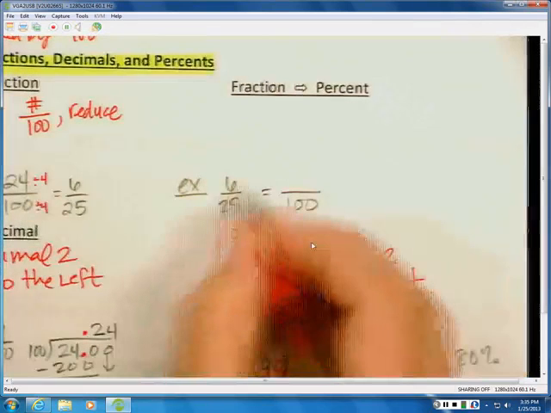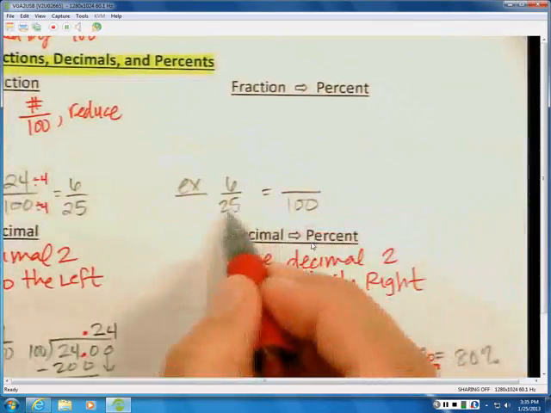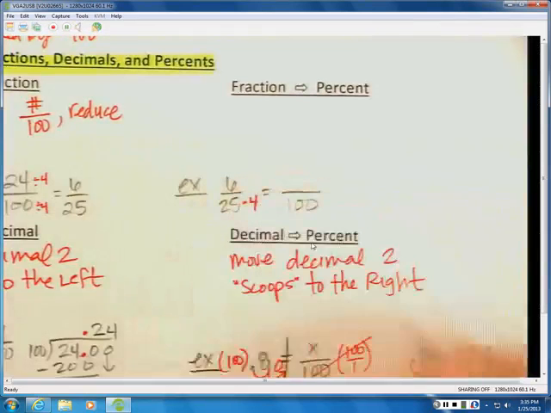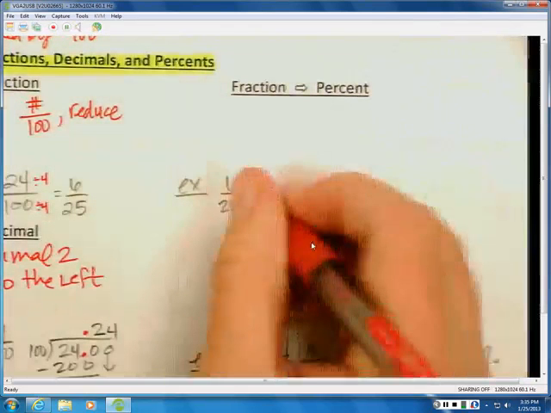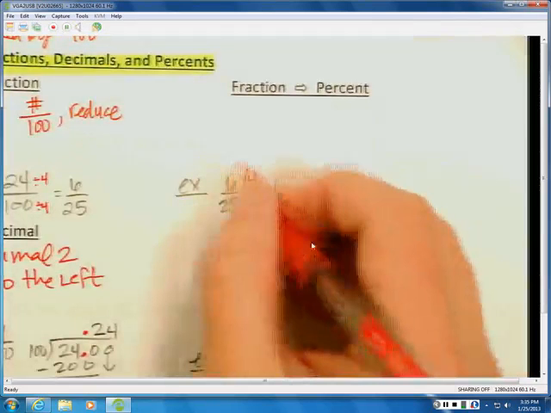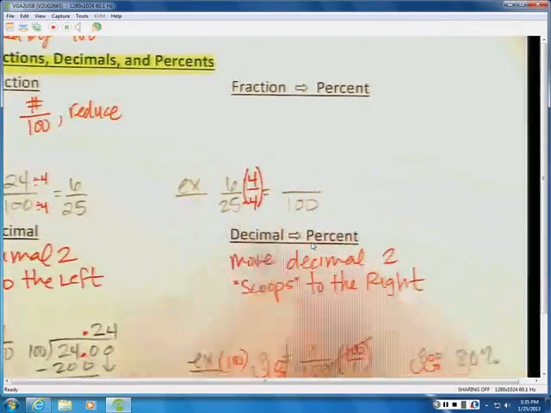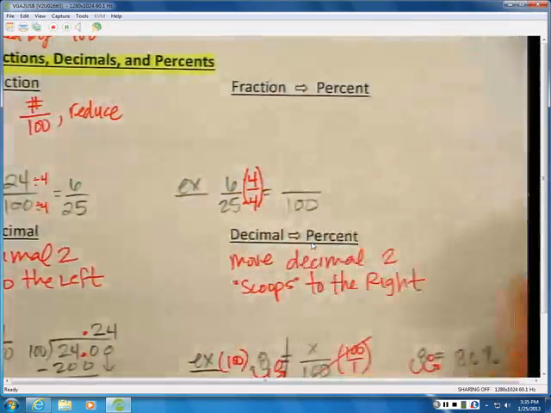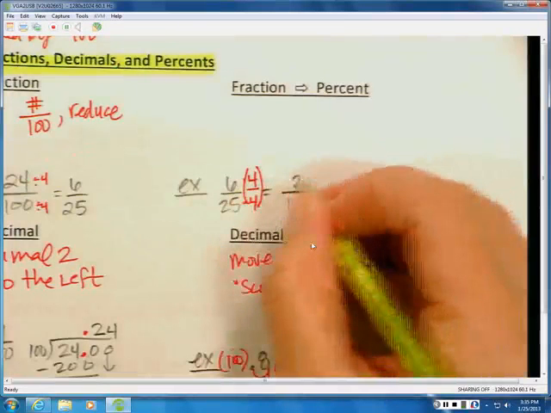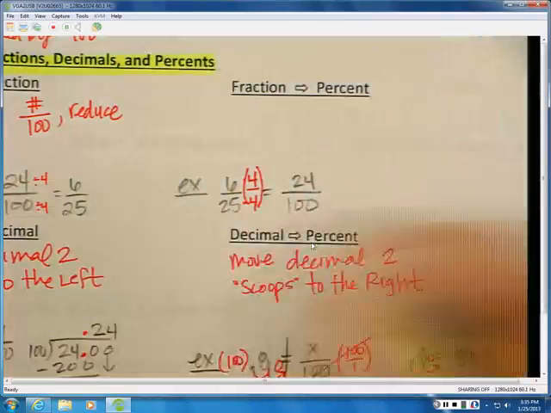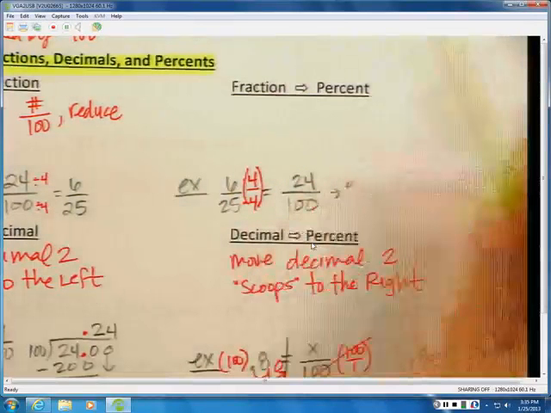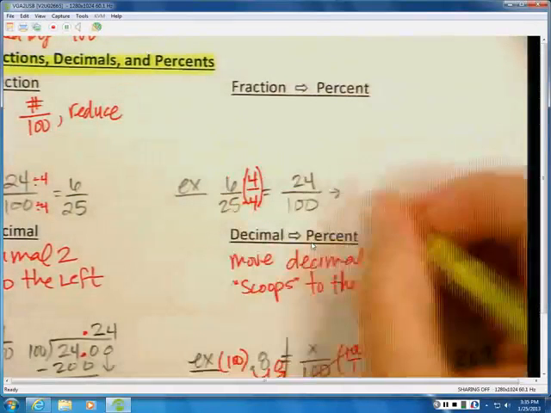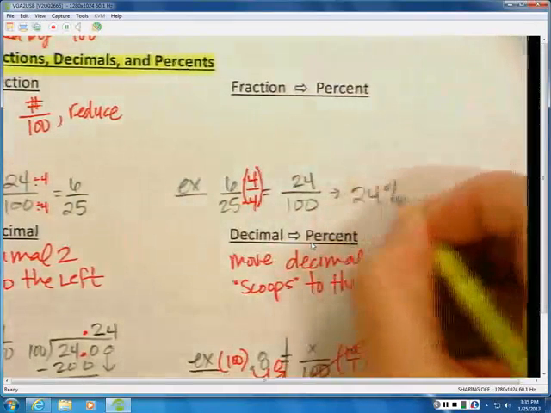Sometimes it's going to be as simple as asking yourself, well, how can I turn a 25 into a 100? I can turn a 25 into 100 if I multiply by 4. But I'm not allowed to just multiply the denominator by 4. I can multiply it by 4 over 4 because this is actually 1. So we're applying these properties that we learned about fractions from chapter 1. 6 times 4 is 24 out of 100, and what that tells me is that 6/25 gives me 24%.